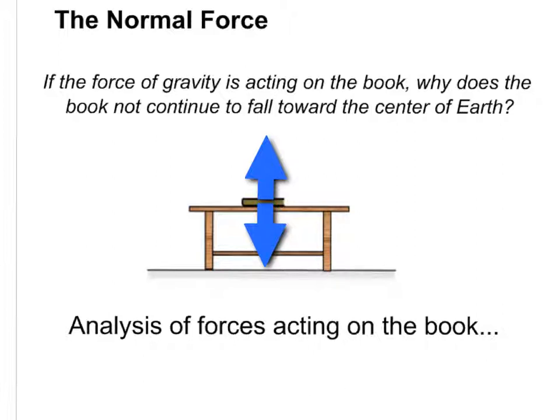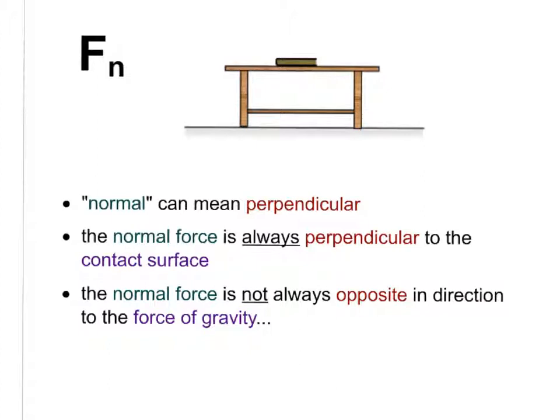The force exerted on the book by the table is called the normal force. And let's take a look at why it's called the normal force. Normal can also mean perpendicular. And the normal force is always perpendicular to the contact surface. Here we can see when we draw our normal force in that it is perpendicular to the contact surface. It makes a 90-degree angle with the contact surface.